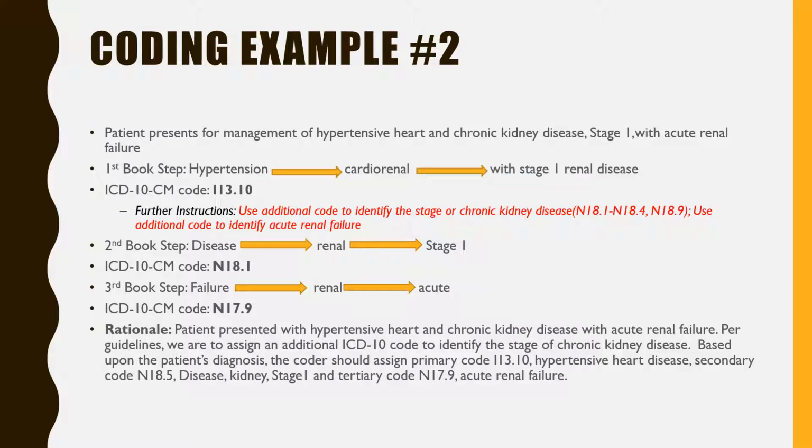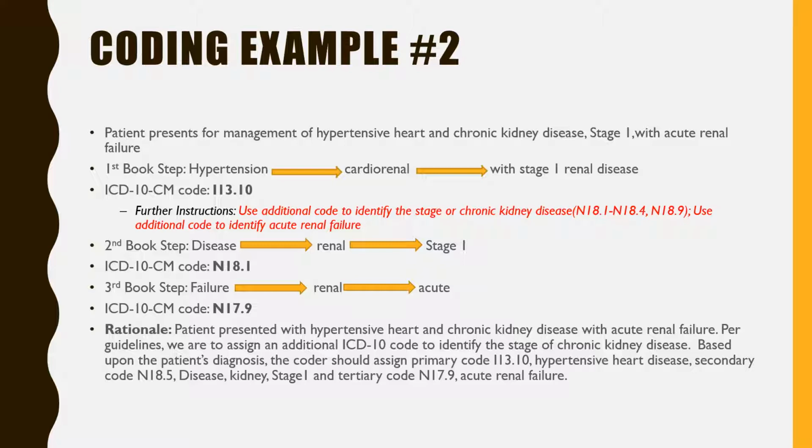In our second coding example, we have another patient who presents for management of hypertensive heart as well as chronic kidney disease. However, in this case, the chronic kidney disease stage is 1, and the patient also has a diagnosis of acute renal failure. So in our first book step, we're going to identify our main term in the coding index, which is represented by hypertension. Then we're going to drill down to cardiorenal, and then further drill down to stage 1 renal disease. Our ICD-10-CM code should be I13.10.